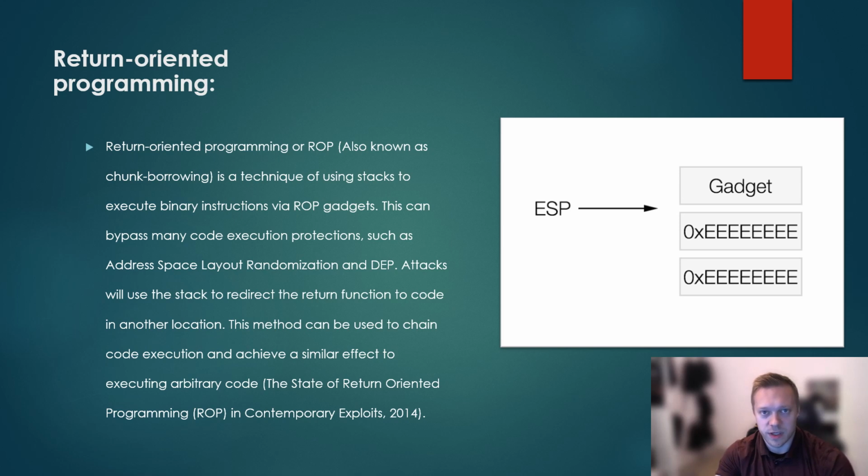So basically what it does is when the return function is used, it'll return it to a different location and run the code there instead. By doing this, you can chain them together to run different pieces of binary code that will allow you to execute different functions. So it's not quite the same as arbitrary code execution, but allows you to chain code together to get a desired effect. It's very effective and hard to prevent just because of the way or the level that it works at, and because it does bypass a lot of those code execution protections.